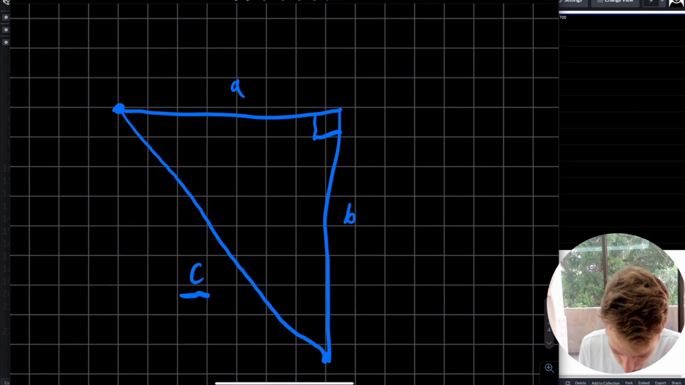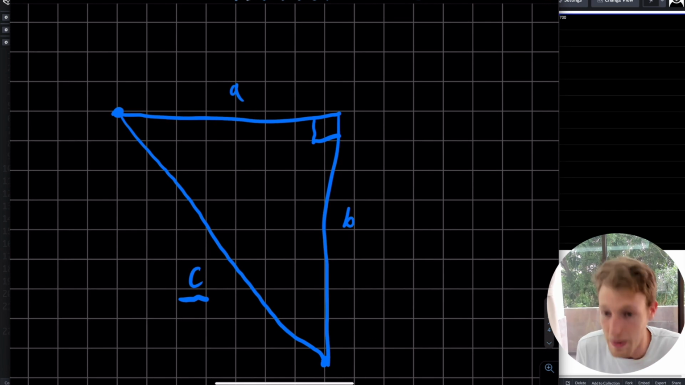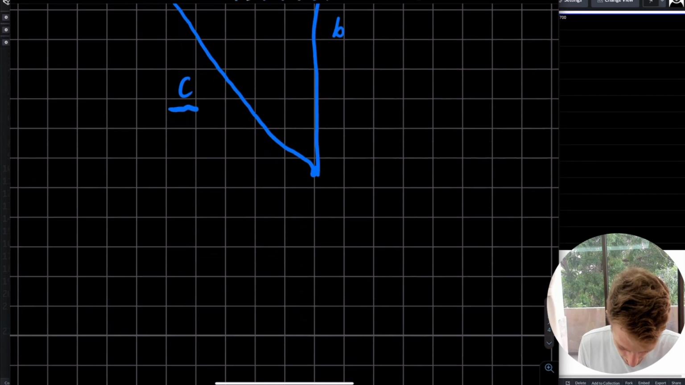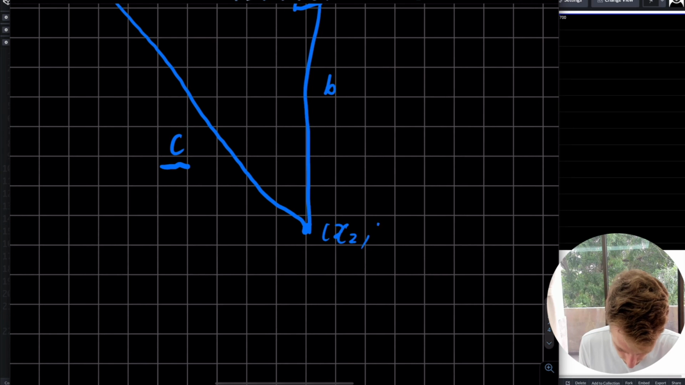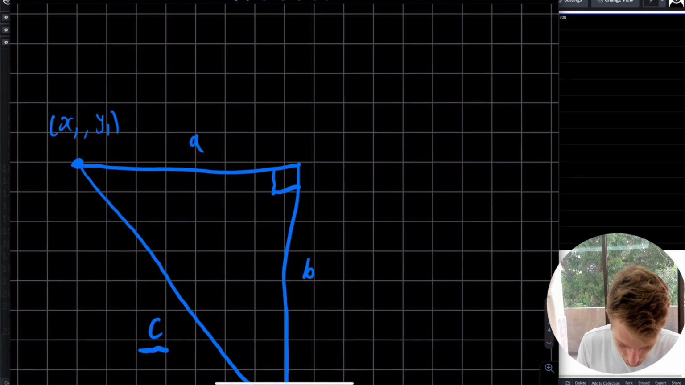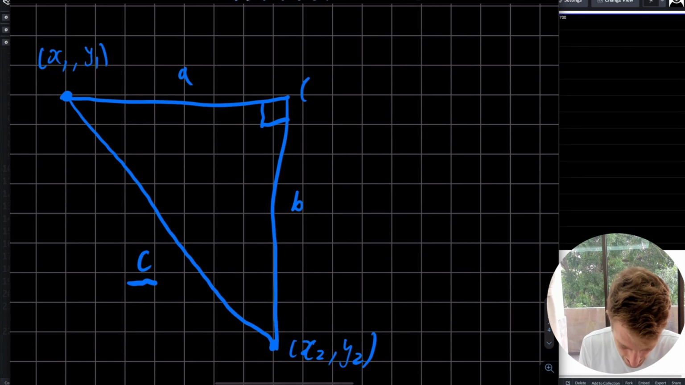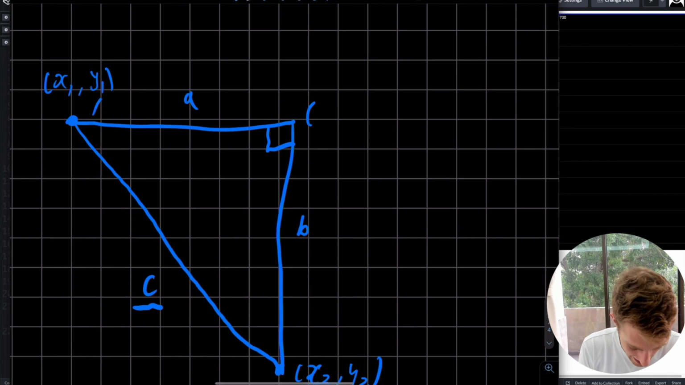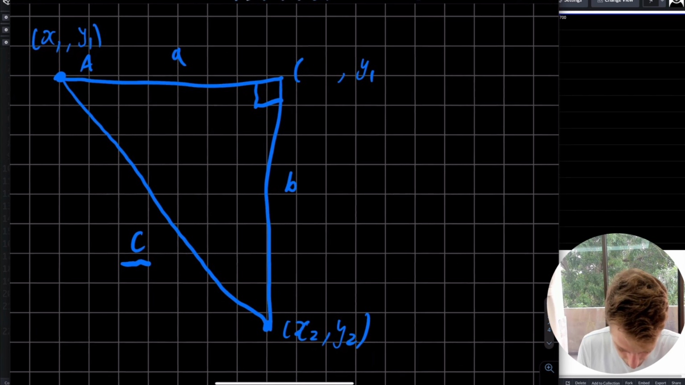So our goal is to find the length of the side, and the way we're going to do that is a squared plus b squared. But what is a and b? How do we know how long a and b are? Well, we know this is x1, y1, and this is x2, y2. And we've defined this coordinate over here as having the same y as point A. So our y coordinate is y1, and our x coordinate is the same as point B, uppercase B. So this is x2.